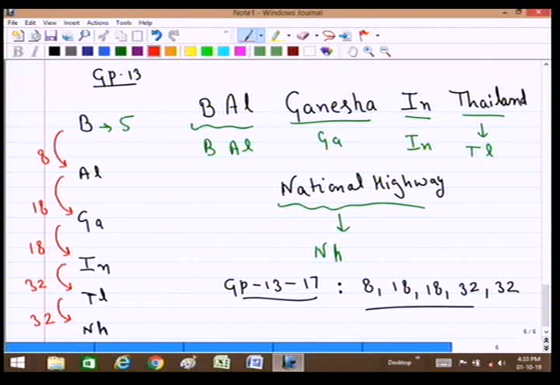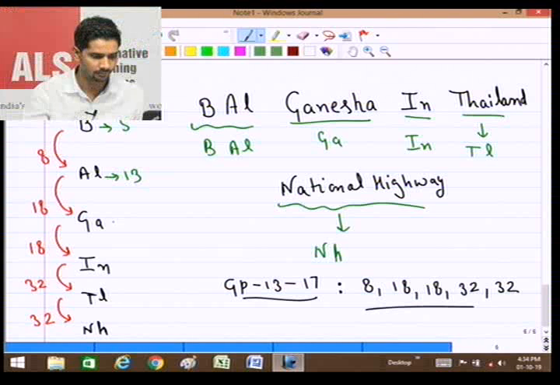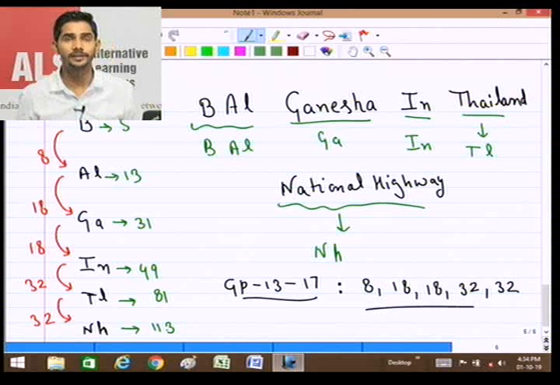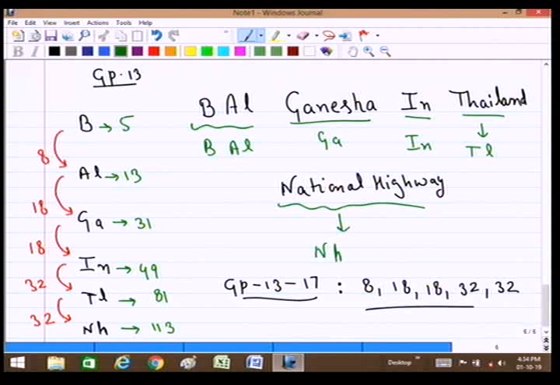So let's start. See, 13, 31, 49, and this one should be 81, and this one should be your 113. Is it the right answer? How many of you have got this answer?